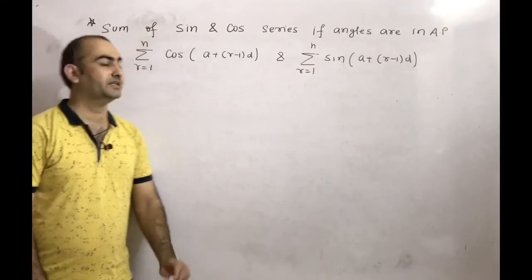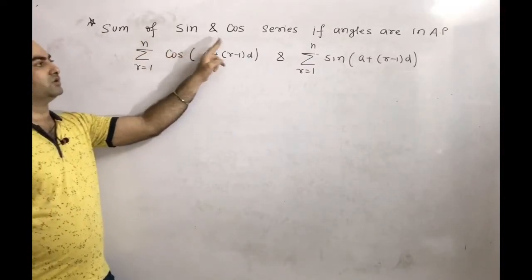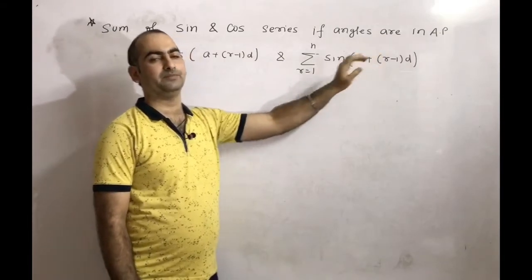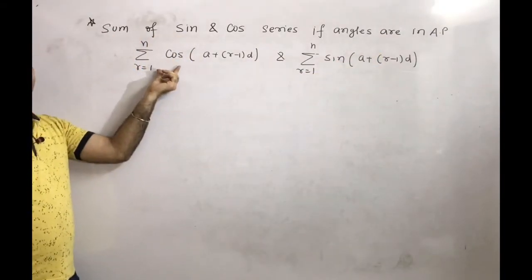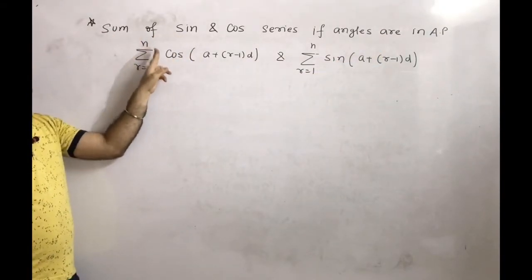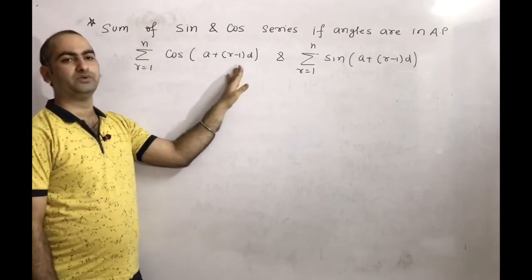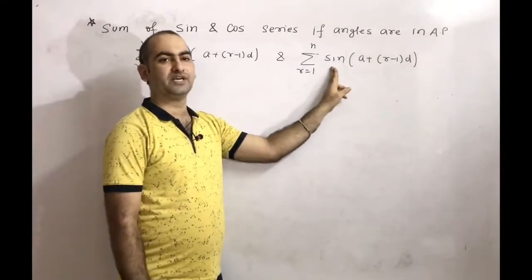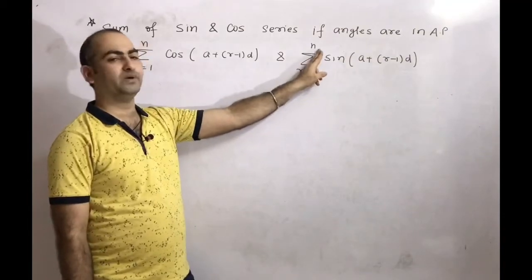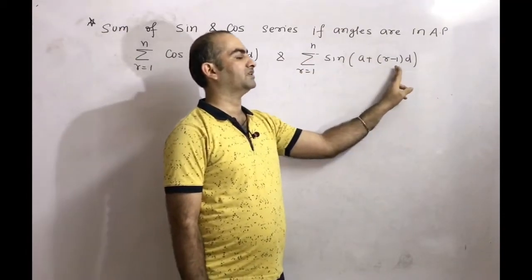Next we are discussing the sum of sine and cos series if angles are in AP. So this one is what? Summation of cos series, sigma r equal to 1 to n cos of a plus r minus 1 into d, and this one is what? Summation of sine series, sigma r equal to 1 to n sine of a plus r minus 1 into d.